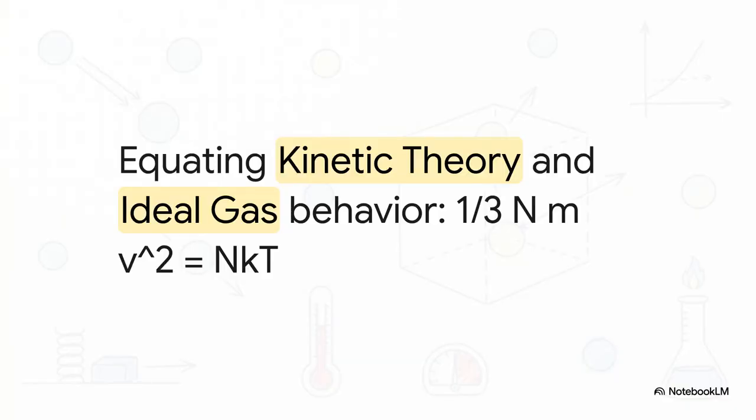So, since both of those original equations equal pressure times volume, we can set them perfectly equal to one another. We get 1/3 capital N little m v squared perfectly equals capital N k t. The left side is our kinetic theory, and the right side is our ideal gas behavior. It's literally two physics worlds colliding.